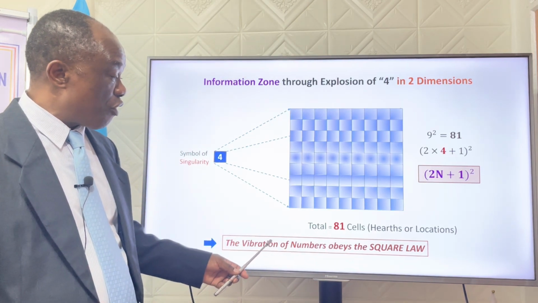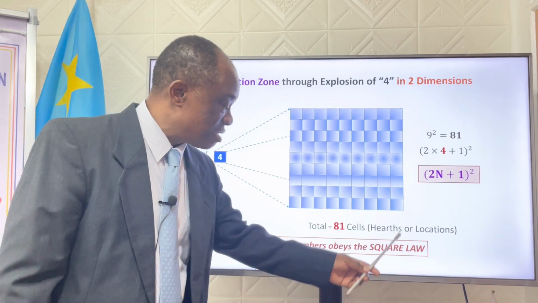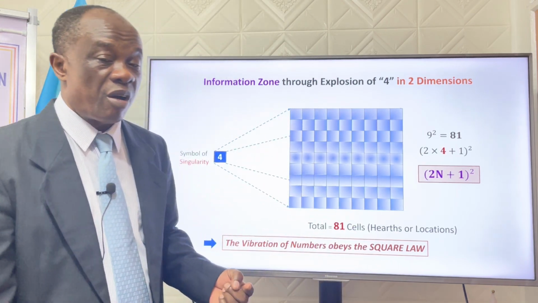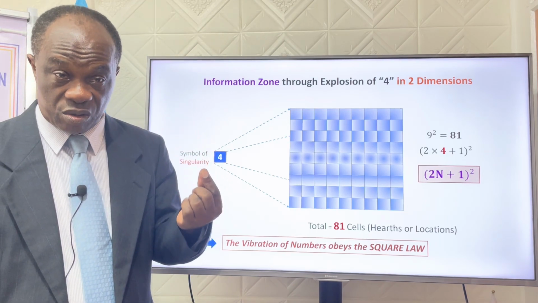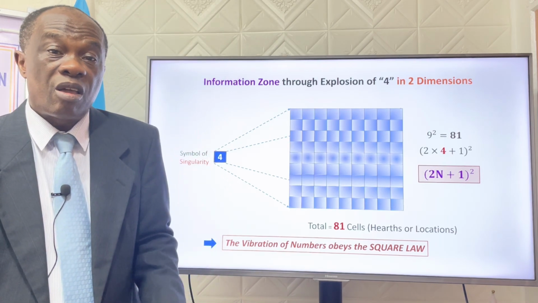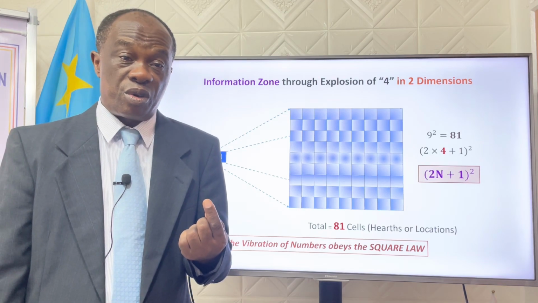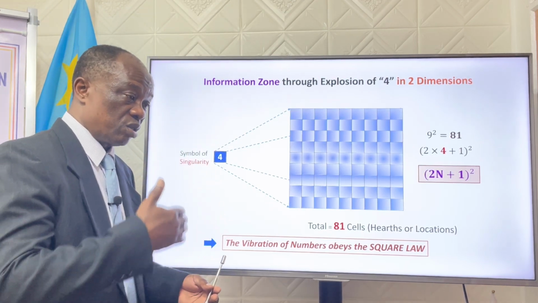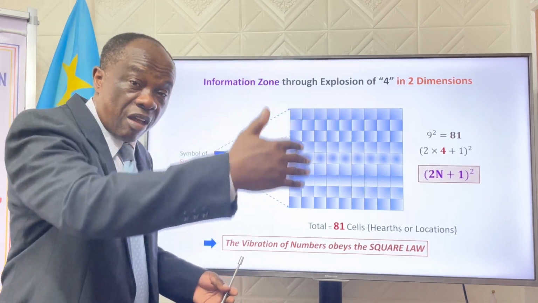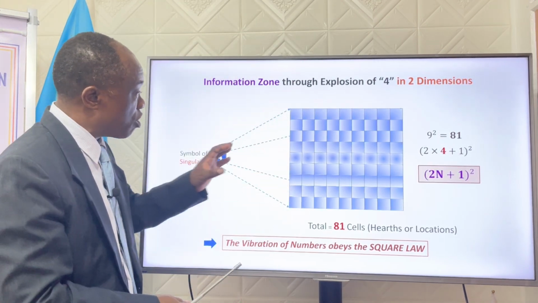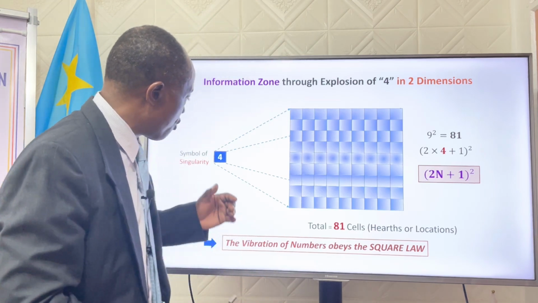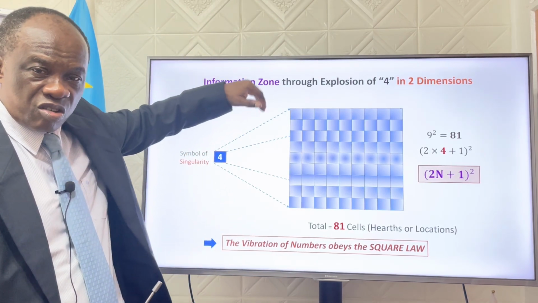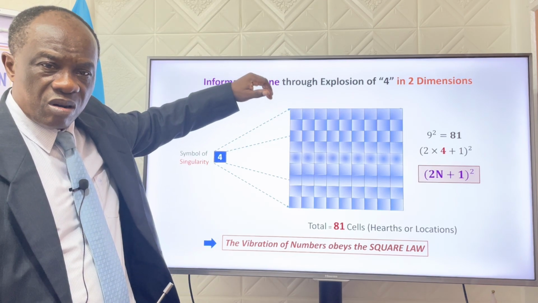The vibration of a number obeys the square law. And even the explosion of a number obeys the square law. So numbers in general obey the square law. That's why you see they go 1 square, 2 square, 3 square, advancing. Of course, in an explosion, we will have 1 square, 3 square, 5 square. We say follow the odd numbers.